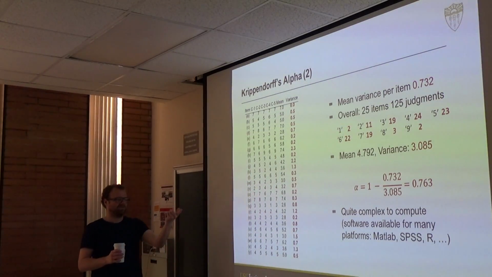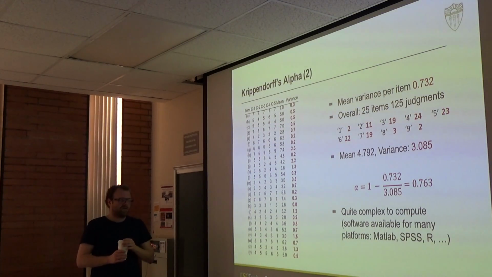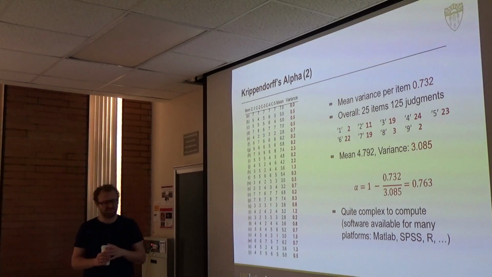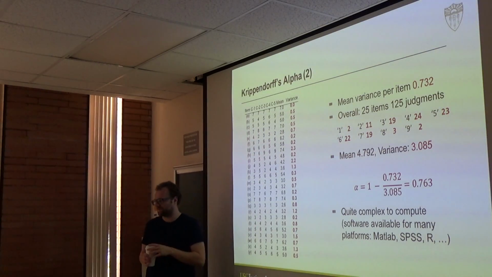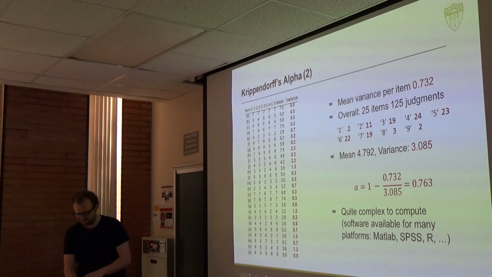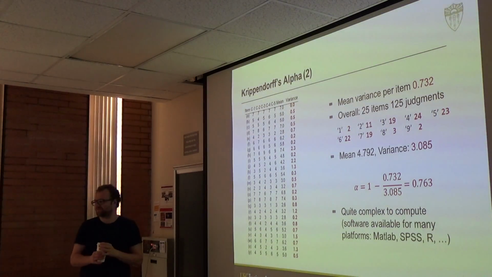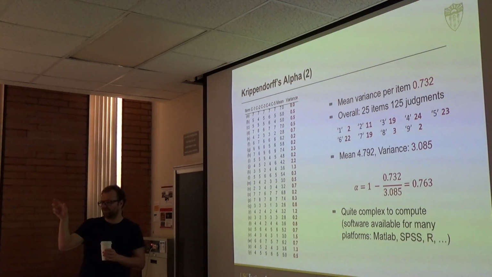There is software out there for SPSS and MATLAB and R, and if you can't find it, just shoot me an email. I have the function for MATLAB. It's called the Kripendorff alpha, I think, and it's pretty straightforward to use for ordinal, nominal, and interval scale data. You just have to define before you compute it what your data looks like. We usually use ordinal scale data.